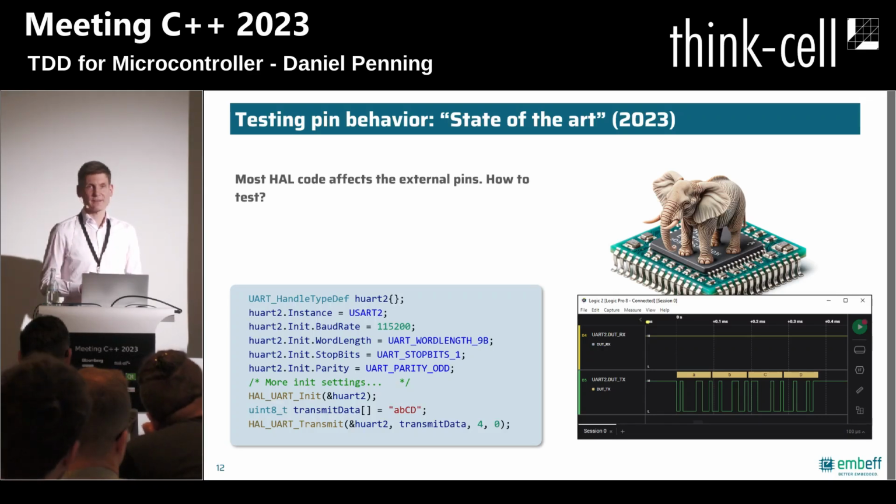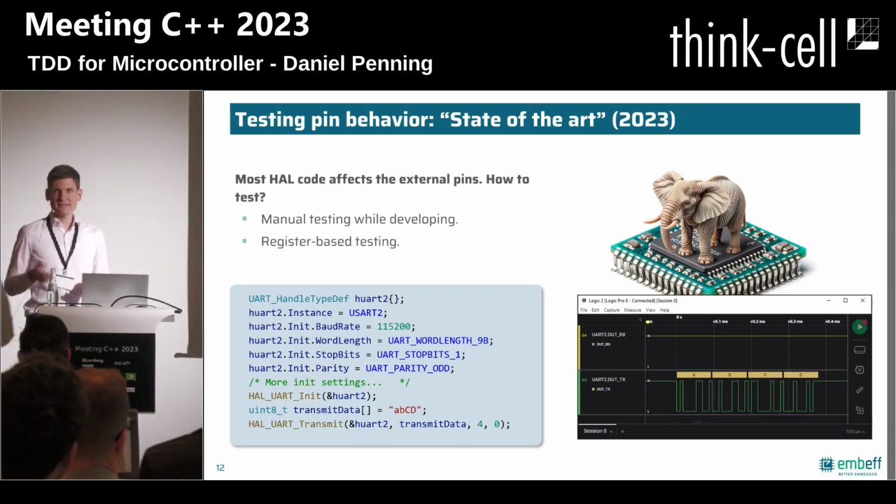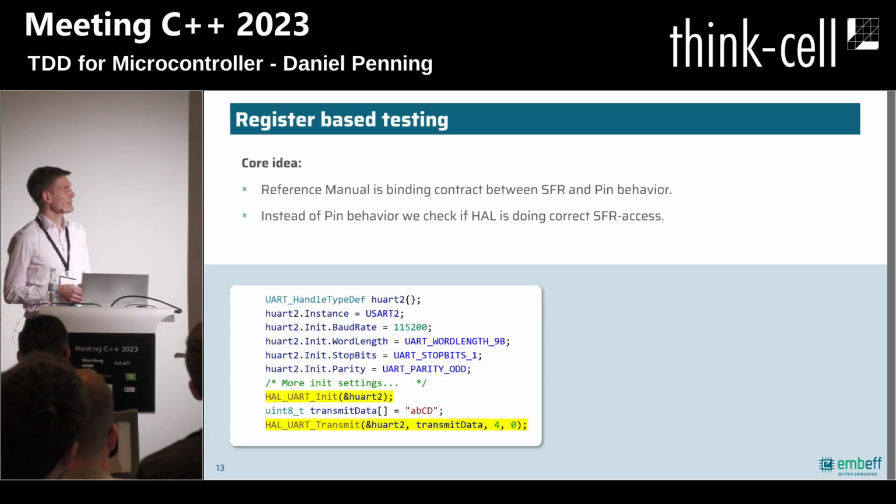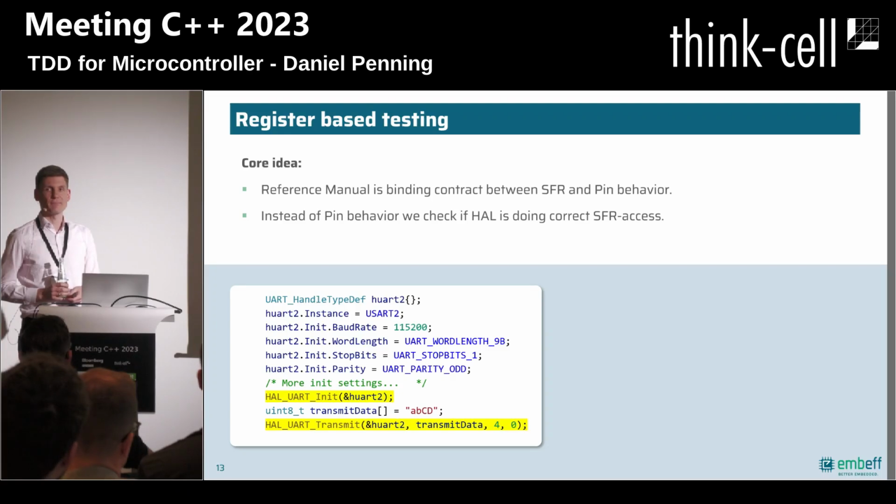So what can we do? How to test this? Manual testing, I just told you that, and it's really the common way. There's an alternative, register-based testing. I would call it industry standard, but I think it's deeply flawed, at least in the context of TDD. So let me elaborate a little bit.